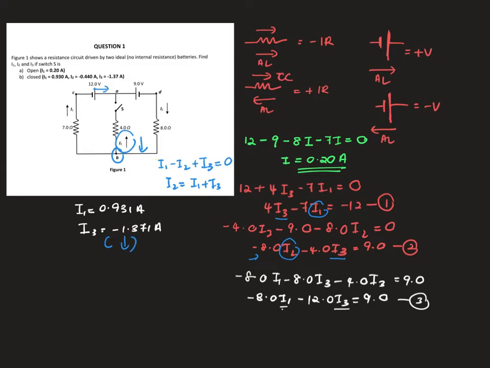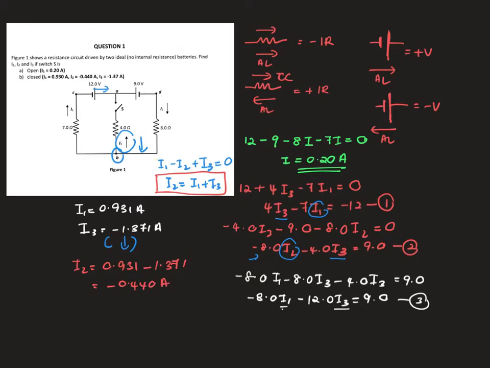Once you find I1 and I3, it's not hard for you to find I2 based on this equation. You just put it inside your calculator. I2 equals, put it inside the formula, so you are going to have 0.931 minus 1.371. You are going to get negative 0.540 ampere.